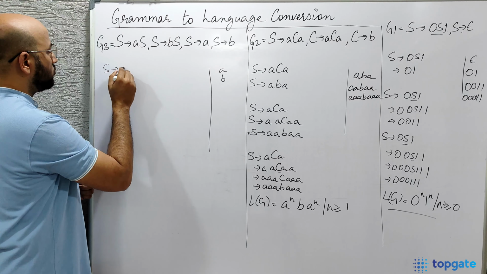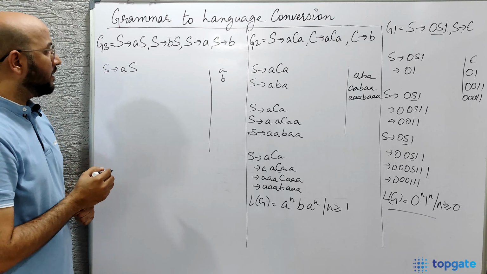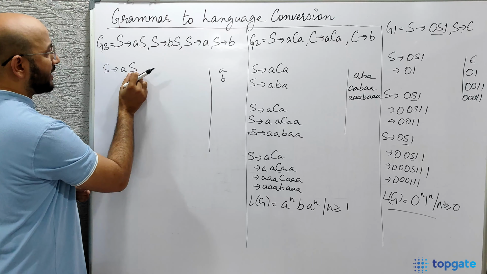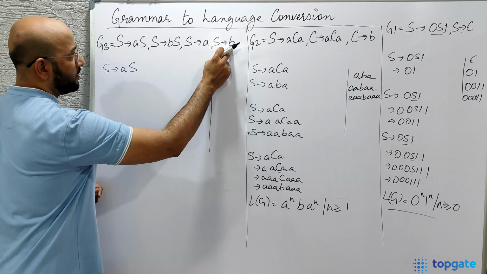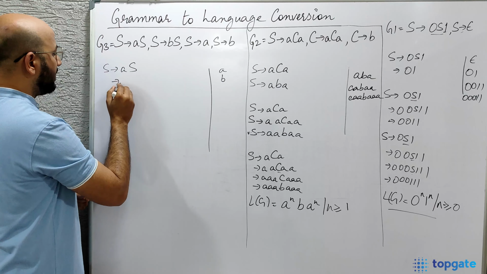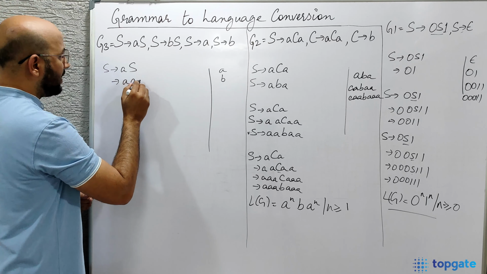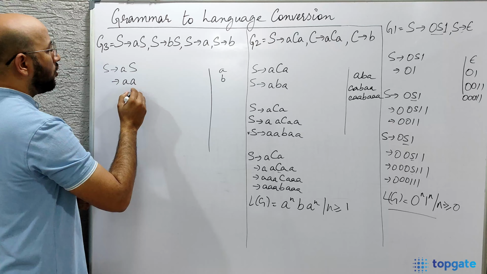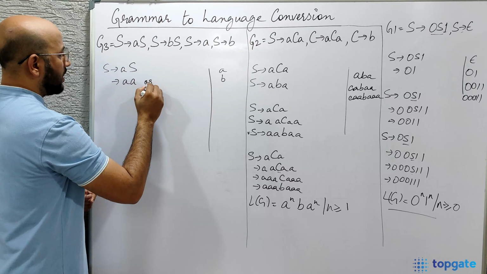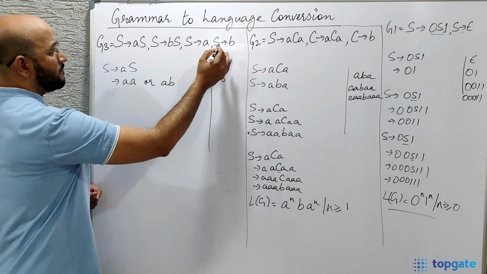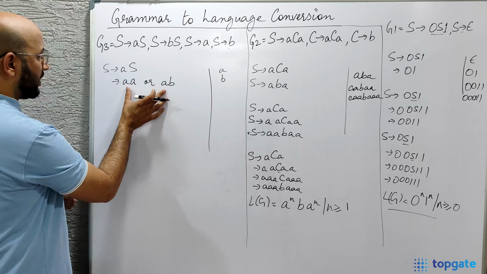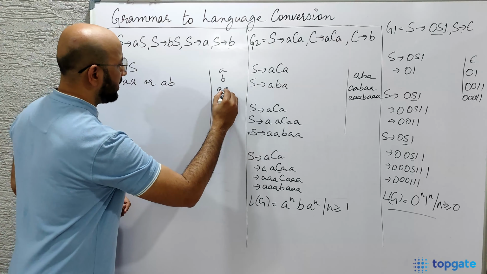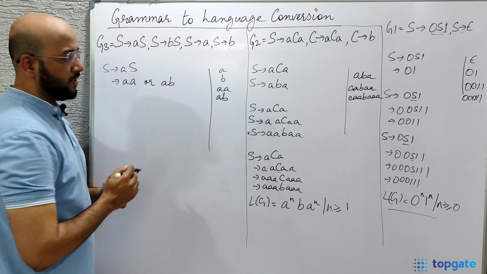Now let's use this rule. So S tends to AS. Clear? Now to get rid of this S, I can put either this value or this value. So what will I get? I will get AA if I put this value, or I'll get AB if I put this value. So I've got two more strings, that is AA and AB.